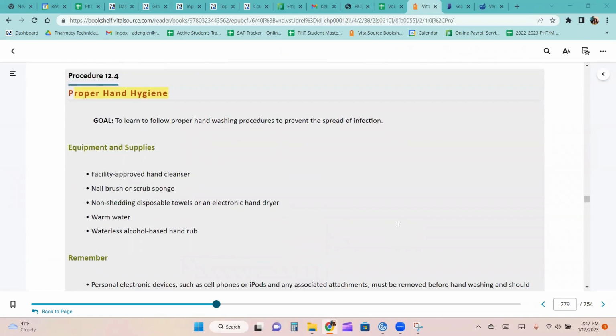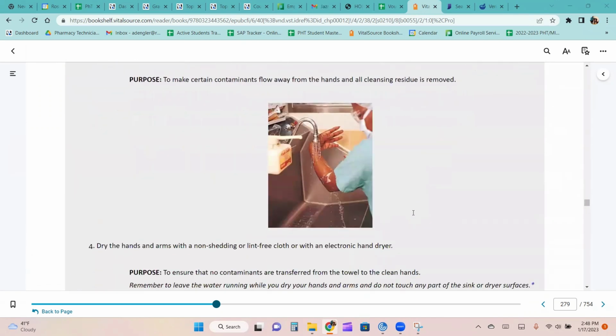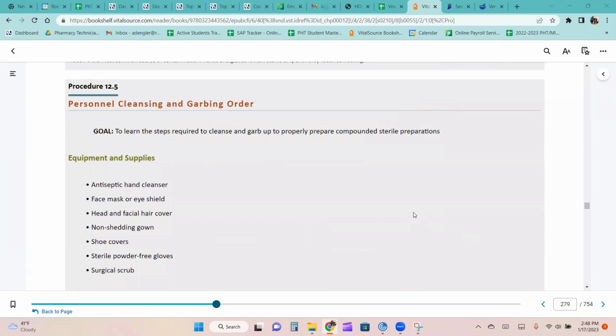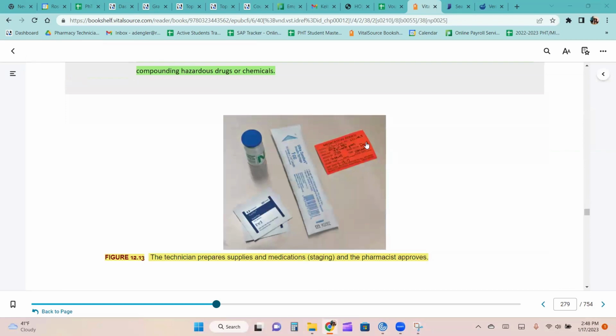Procedure 12.4 shows proper hand hygiene. Again, just a little disclaimer for the facility that you end up working at, or if you're externing at a hospital facility, you might have different procedures. They have their own standard operating procedure and they will go over that, or they should go over that with you. 12.5 shows personal cleansing and garbing order. Again, same disclaimer. They could have a different order. They should pretty much be the same, but they could have a different order.